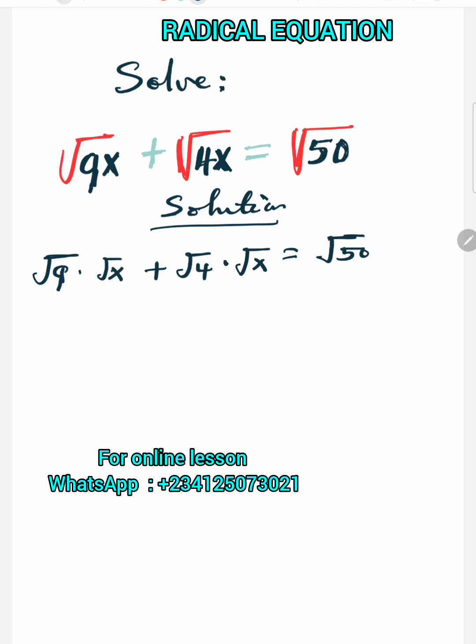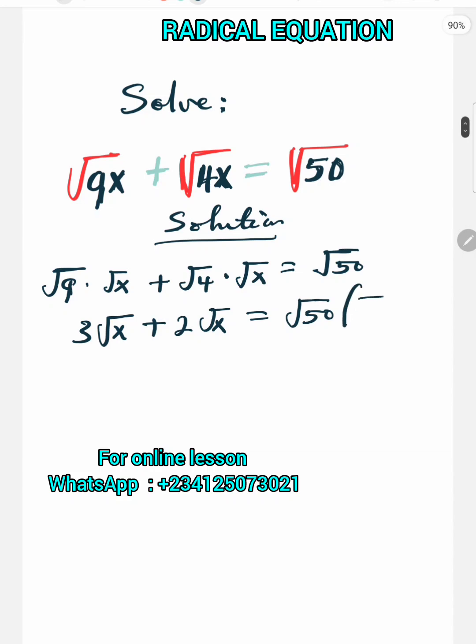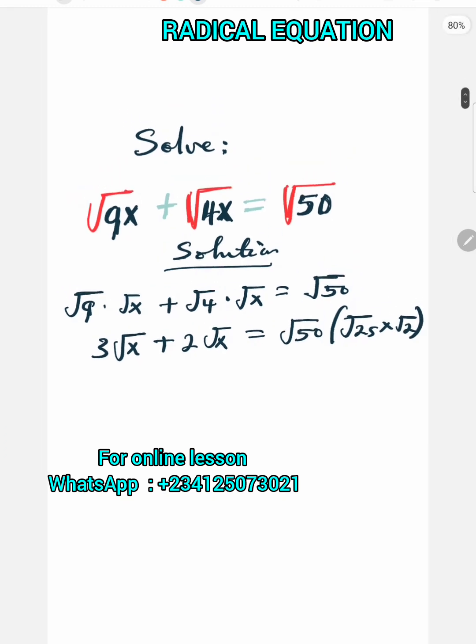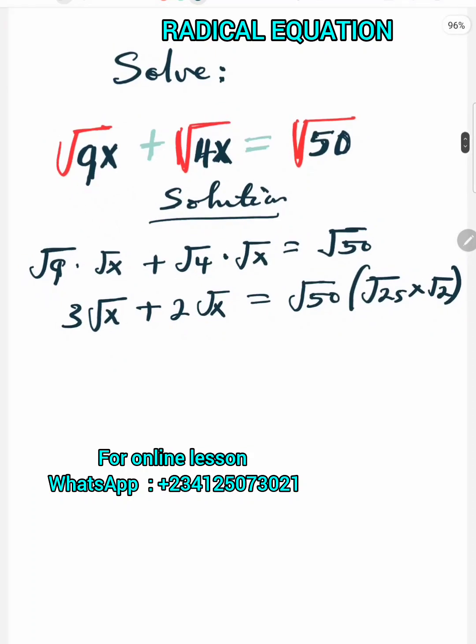Remember that the square root of 9 is 3, so that here becomes 3 root x, okay? Then plus the square root of 4, which is 2. We have 2 root x as well. Now equal to the square root of 50. We can break down this root 50 to be like this: square root of 25 times the square root of 2, so that we can have 5 root 2. Well, let's go as we begin to solve, okay?